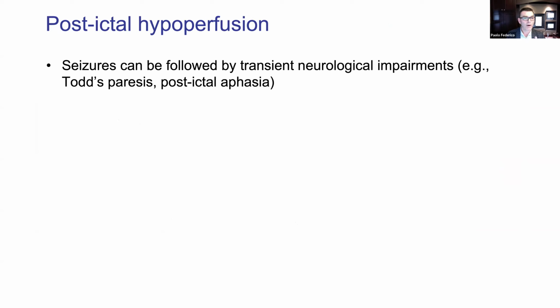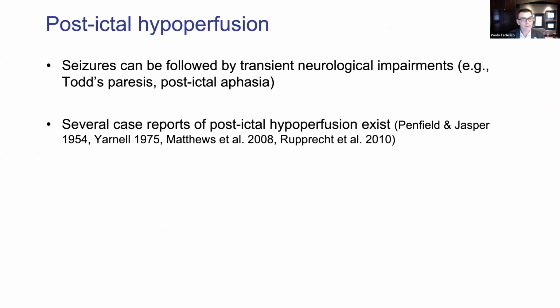So as we all know, seizures can be followed by transient neurological impairments, such as Todd's paresis, post-ictal aphasia. There's several case reports of post-ictal hypoperfusion in the past, so starting from the work of Penfield and Jasper, who identified changes in vascular caliber during the performance of neurosurgical procedures.